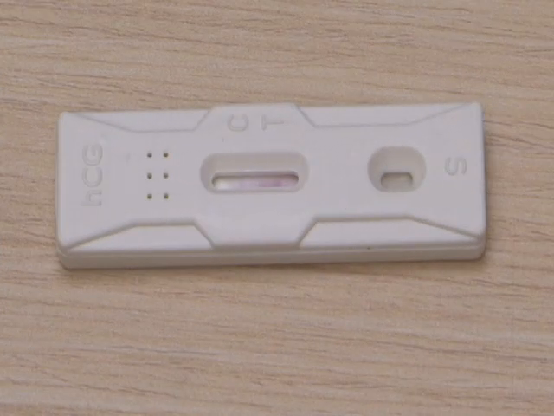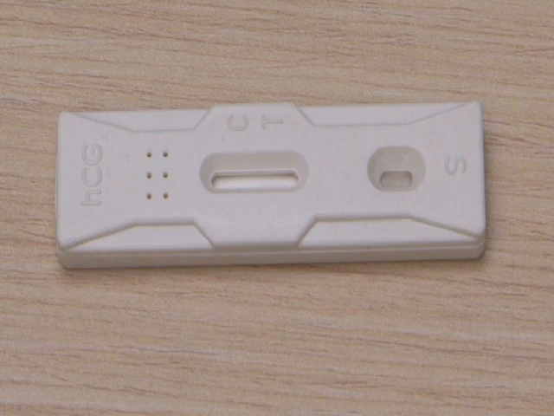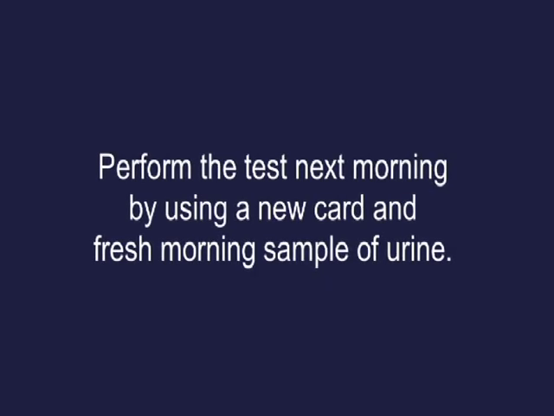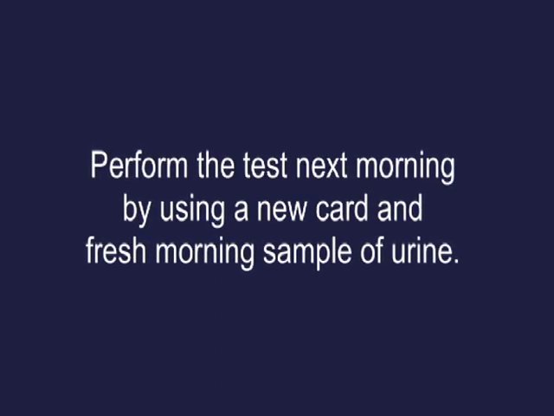If a single purple line appears at the T end of the result well, or no line appears, the test is invalid. Perform the test next morning by using a new card and fresh morning sample of urine.